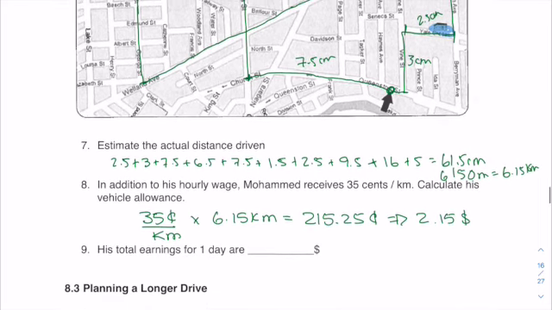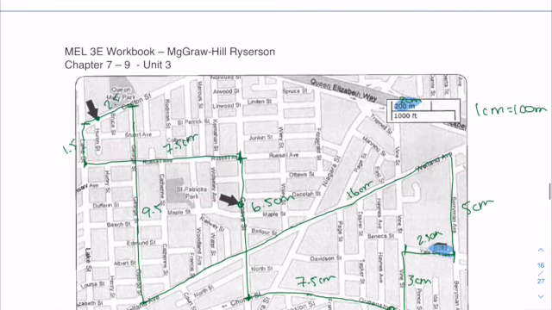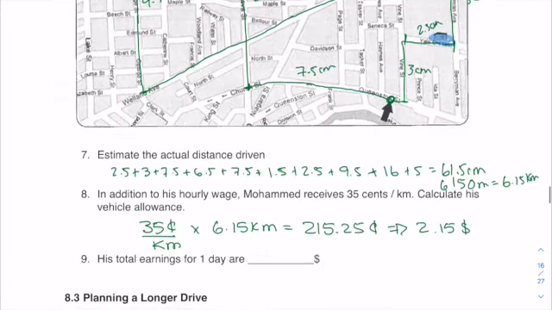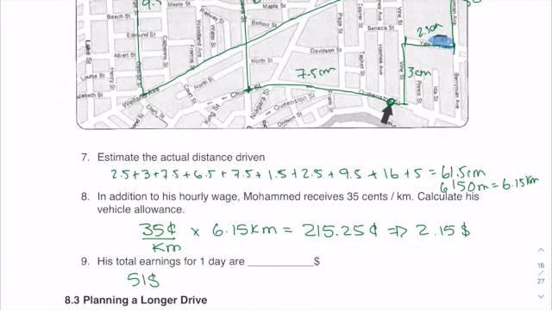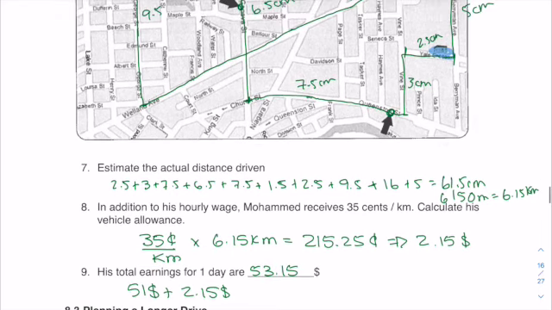And then his total earnings for one day are going to be his pay that we had calculated over here, 51, plus the $2.15, which will give us $53.15. And that is the end of 8.2.